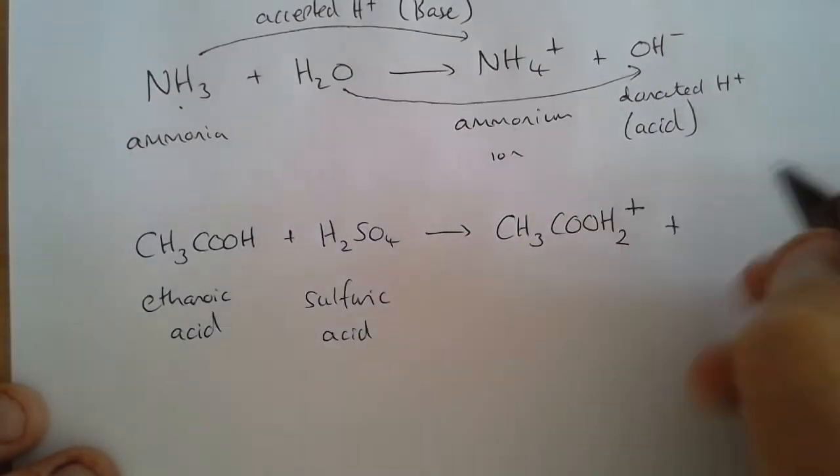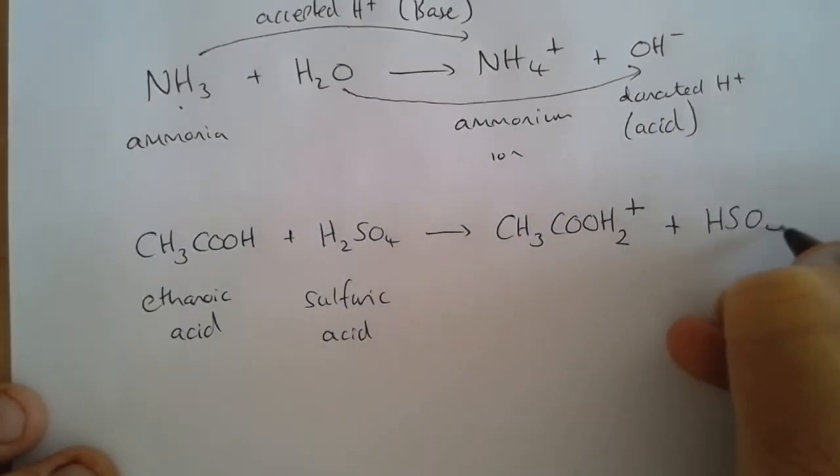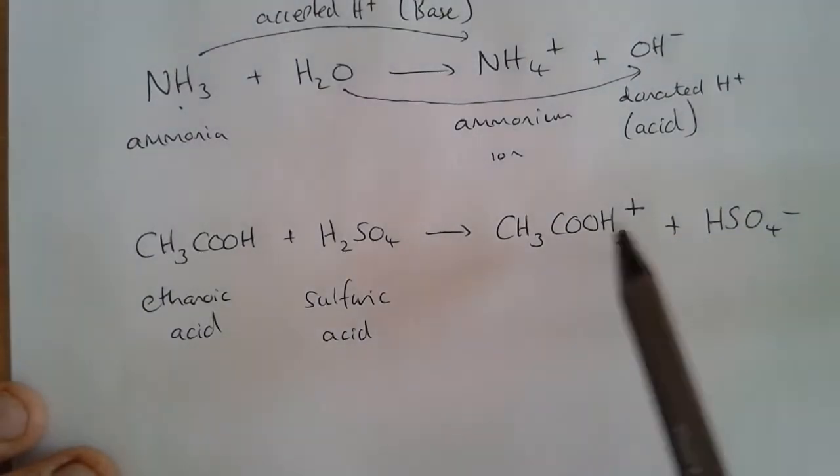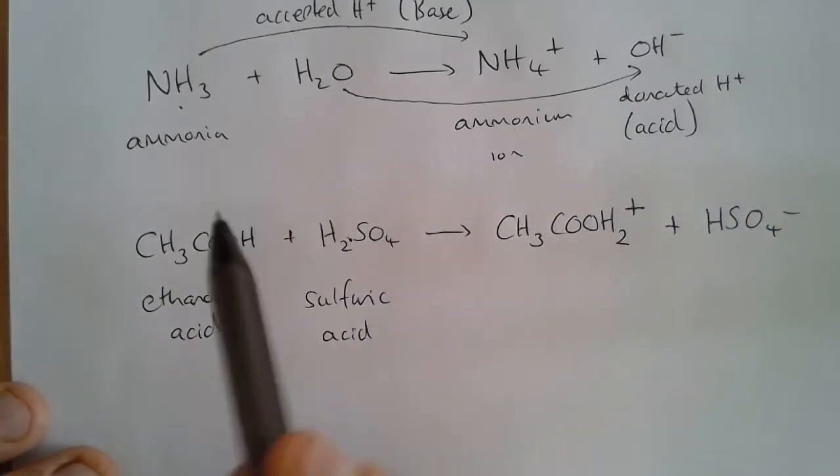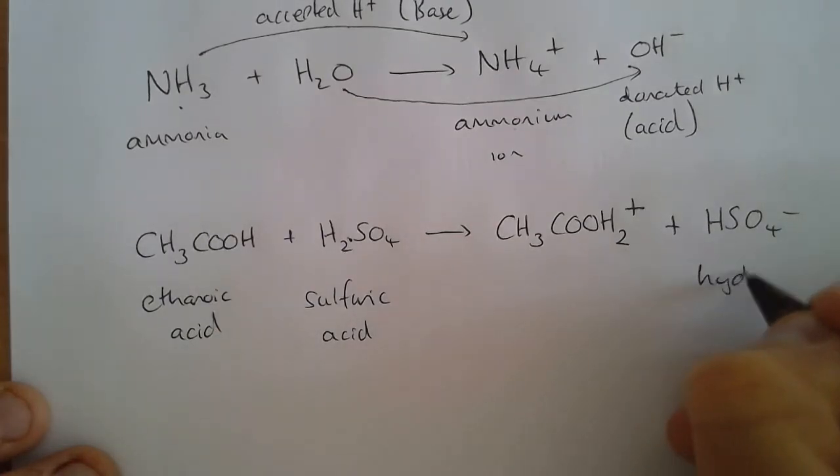And when the sulfuric acid loses a proton, it becomes HSO4-. Notice that any substance that is gaining the proton gains the positive charge. Any substance that is losing the proton now has a negative charge. And this is called the hydrogen sulfate ion.